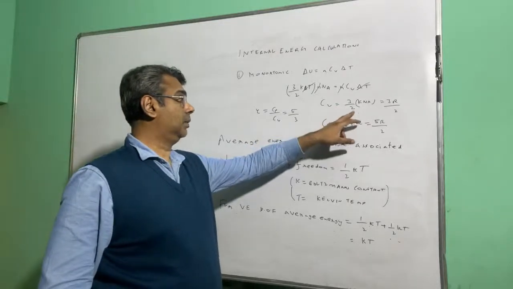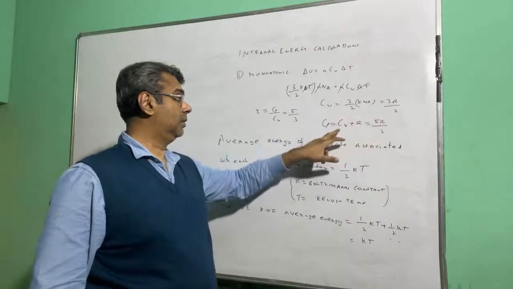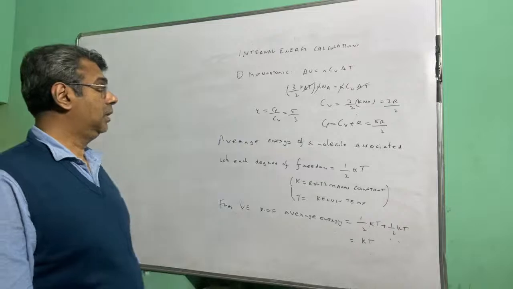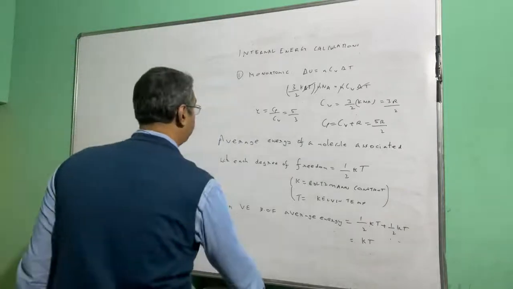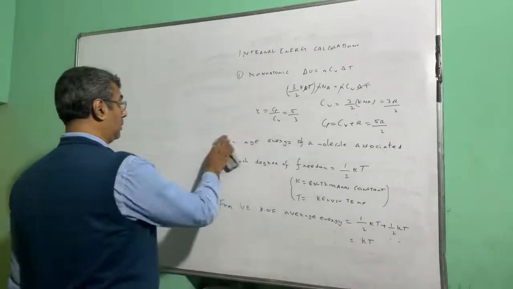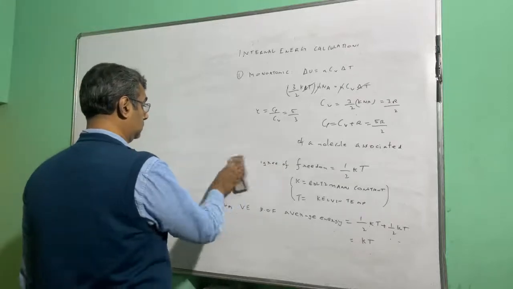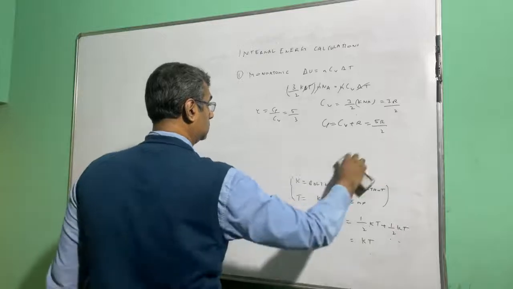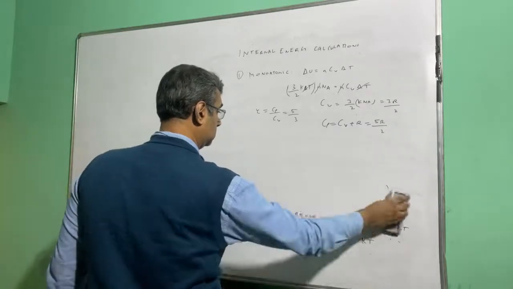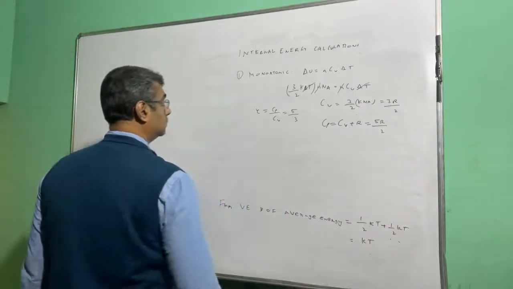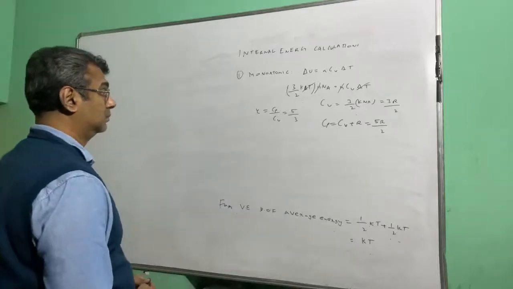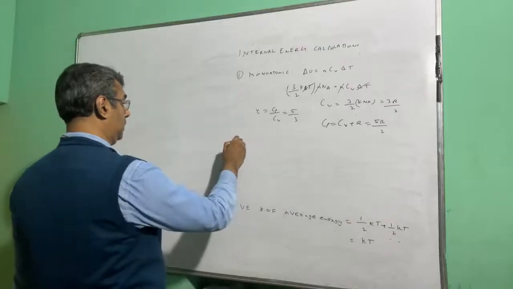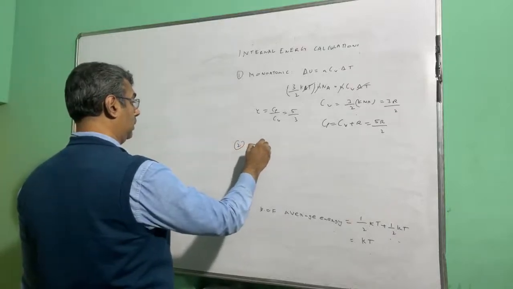So Cv will be 3 by 2 k Na, that is 3R by 2. Cp will be Cv plus R, 5R by 2. And gamma will be Cp by Cv, that is equal to 5 by 3. So gamma will be 5 by 3. Next, let us go to diatomic.